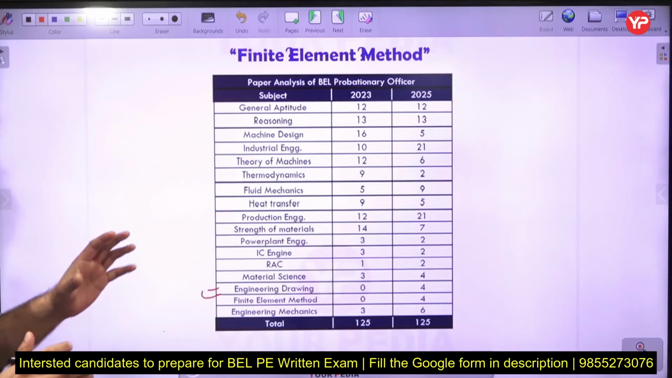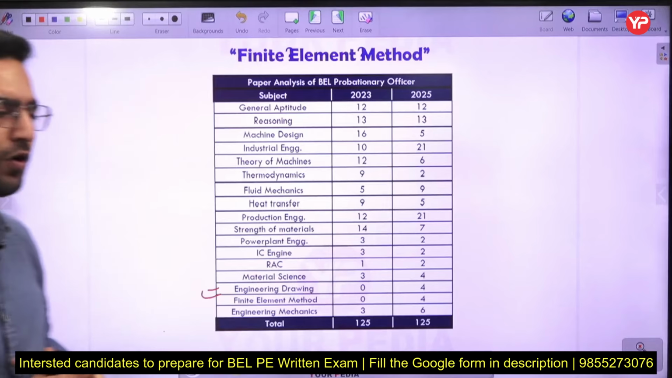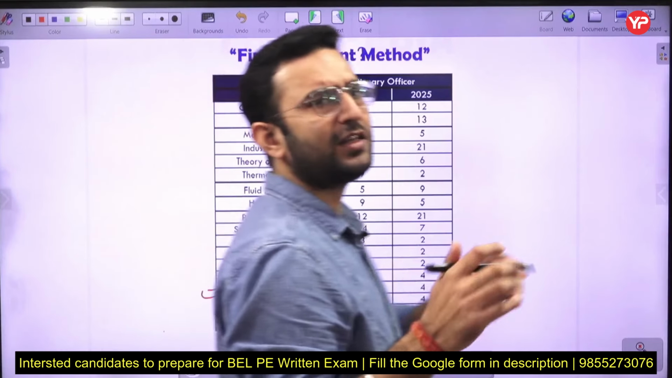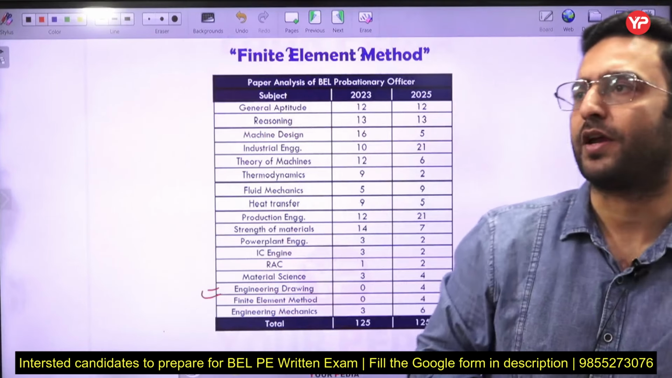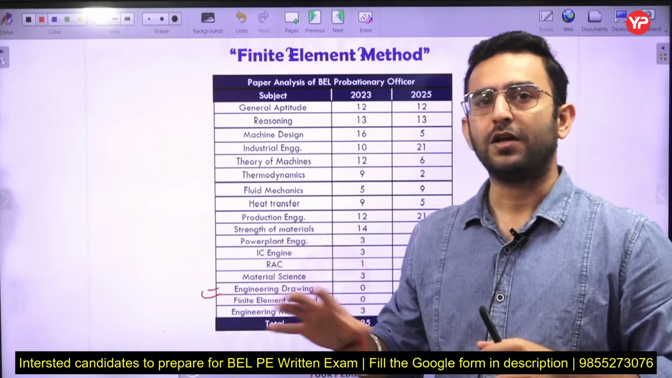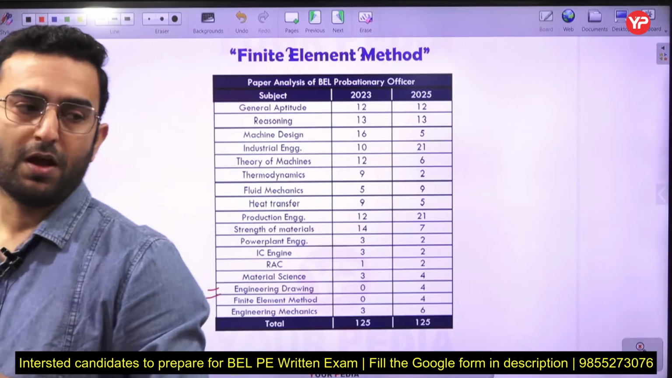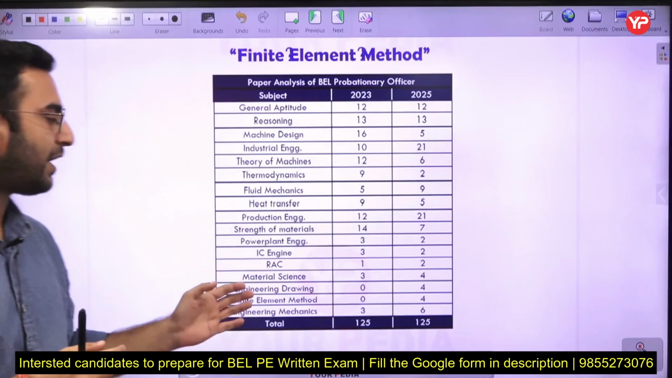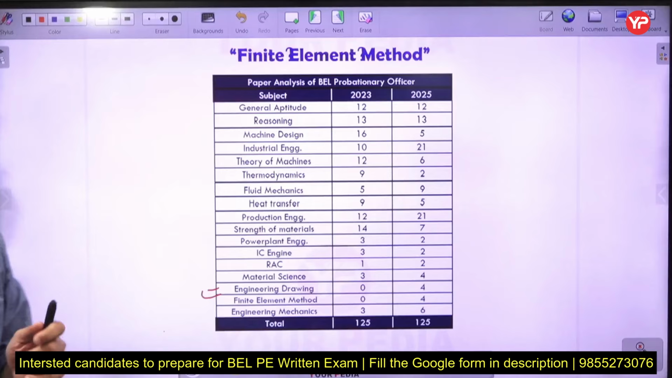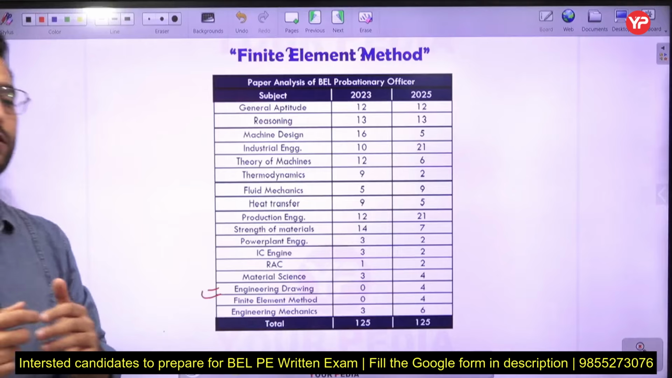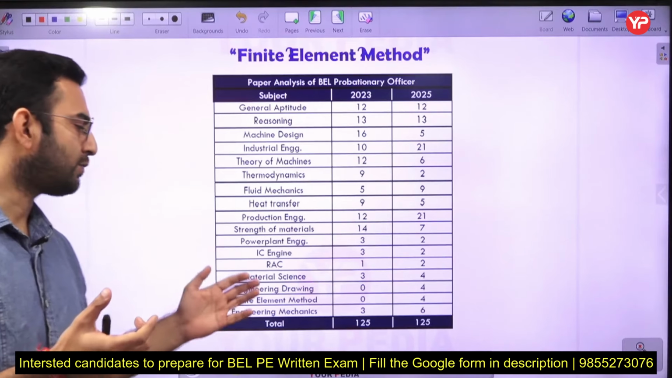Even if you just see the finite element method, it is a little bit tricky, difficult subject. It is not generally covered in graduation; it is basically studied in post graduation. But the questions which have been asked from the finite element method are very simple, because objective questions cannot be framed in depth from this particular subject.